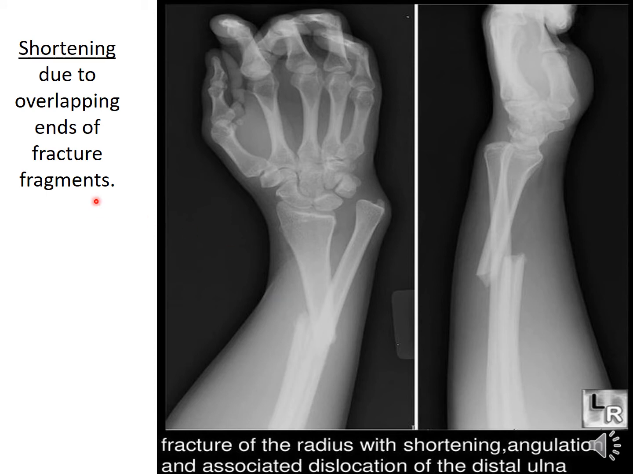Next, there is shortening due to overlapping ends of the fracture fragments. Here we can see there is a fracture seen in the radius as well as the ulna. This leads to the shortening of the limb.